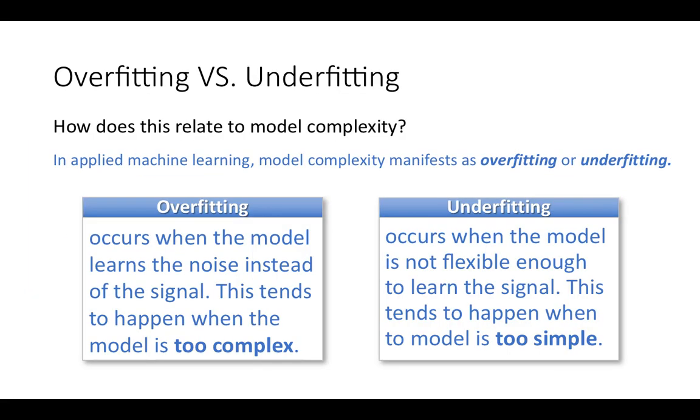Let us define overfitting. The same things can be defined using overfitting and underfitting terminology. So how does this relate to model complexity? In applied machine learning, model complexity manifests as overfitting or underfitting. Overfitting occurs when the model learns the noise instead of the signal. If you do that, then you are overfitting the model.